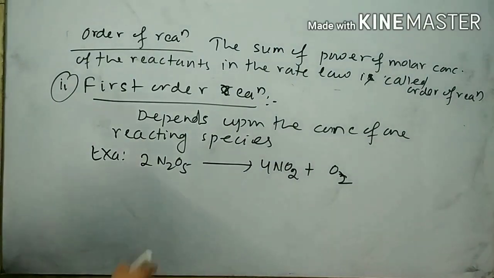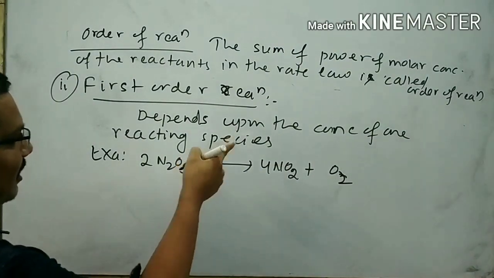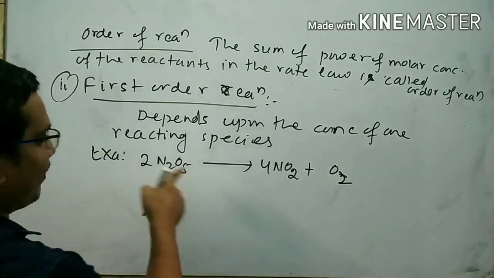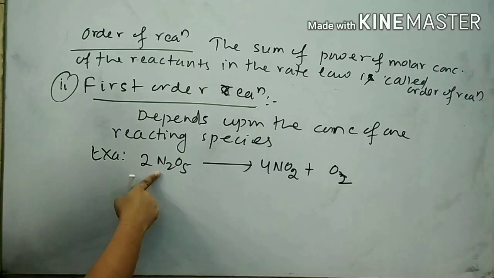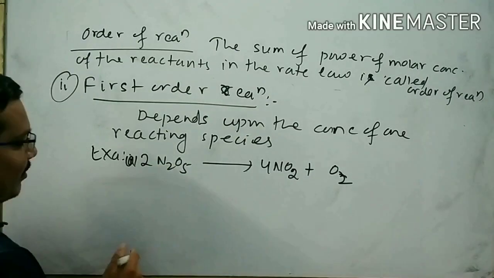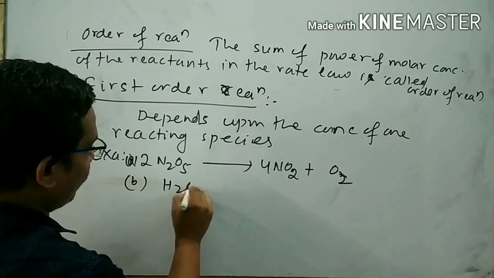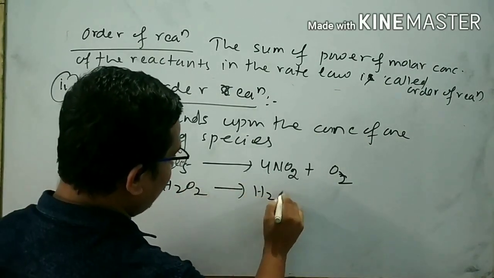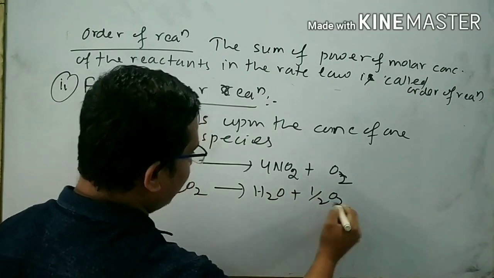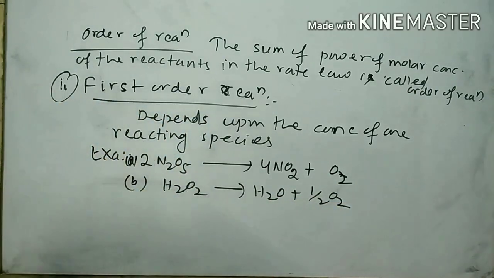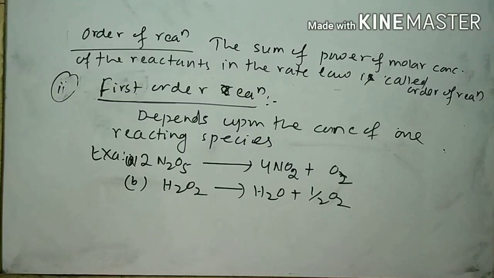For the calculation of the rate of reaction, generally the rate of reaction depends upon the concentration of N2O5 only. Similarly, you can take another example of a first order reaction: H2O2 gives H2O plus half O2. These are the examples of first order reaction.